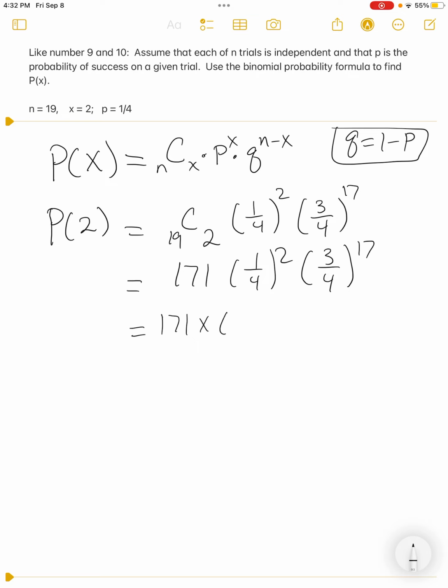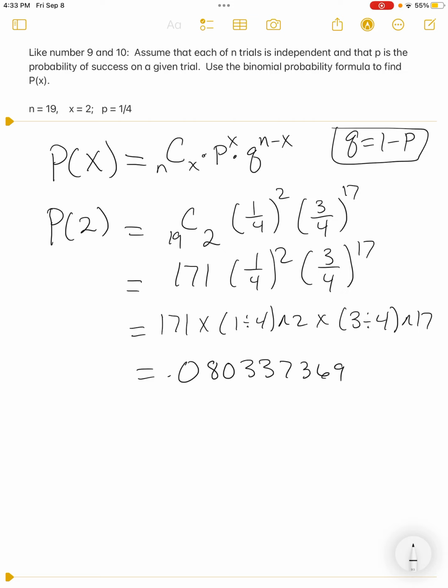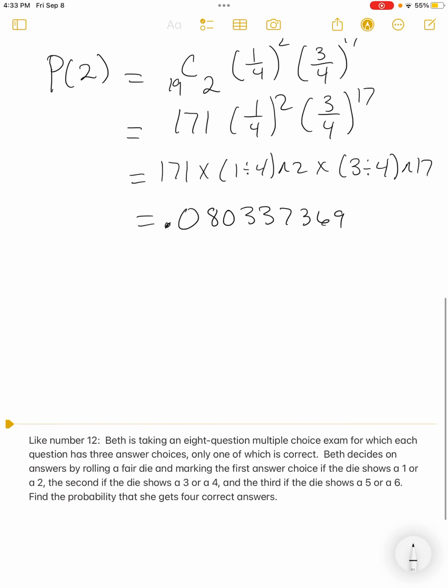times open parenthesis 1 divided by 4 to the second times open parentheses 3 divided by 4 to the 17th. And so we take our 171 times 1 divided by 4 squared times 3 divided by 4 to the 17th. And we hit equals, and we get a nice decimal number, 0.080337369. Now they'll ask us to round somewhere, and we want to make sure we round appropriately, or the computer will mark it wrong.